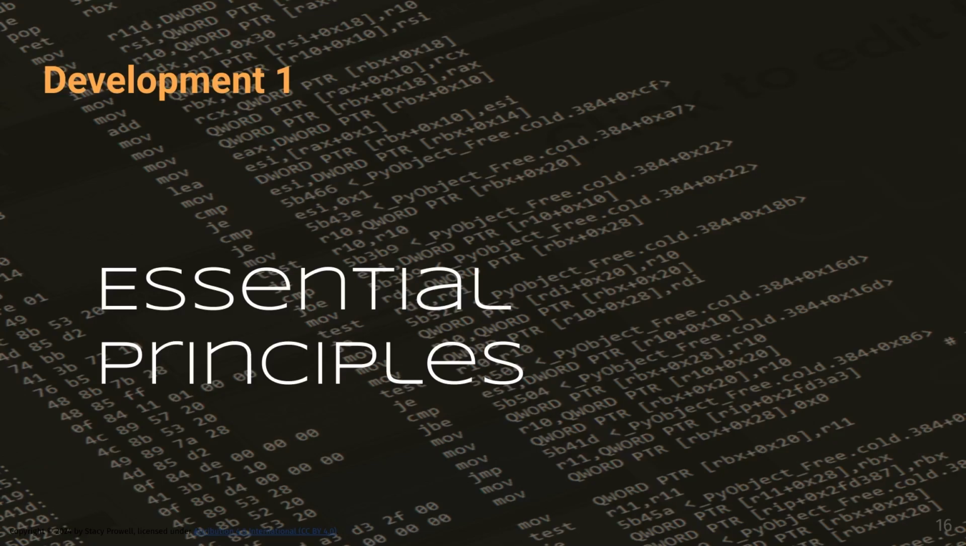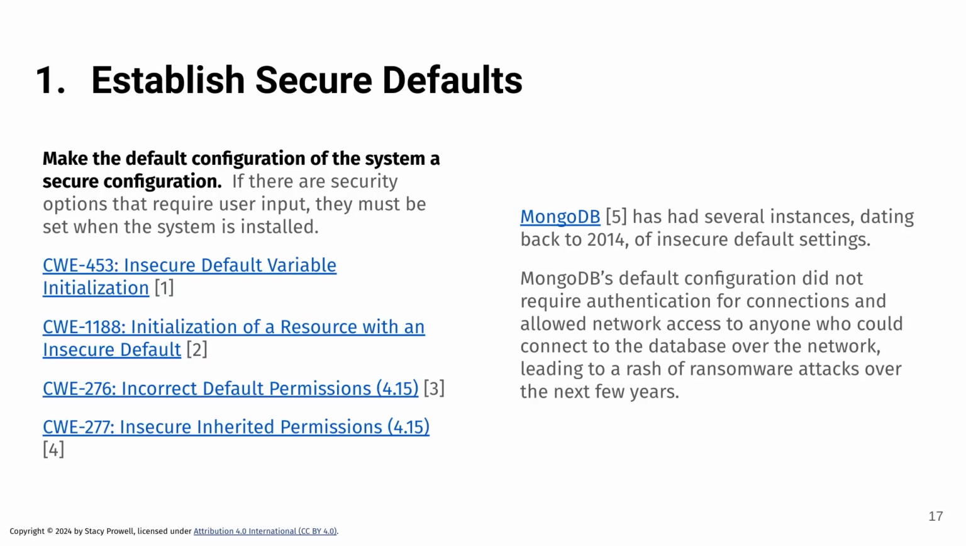So let's talk a little bit about developing software. There are some essential principles, and we're going to go over 3 of them here. The first principle we'll talk about is establish secure defaults.